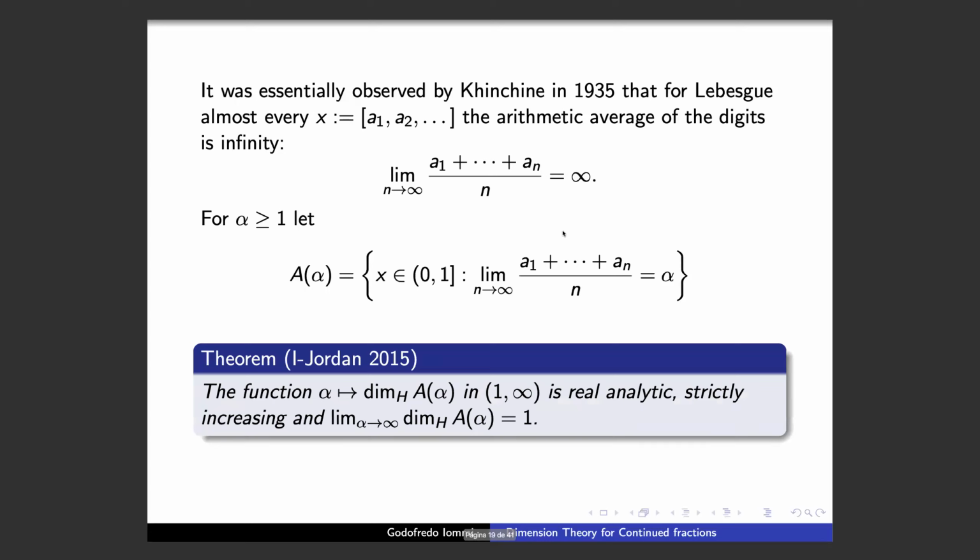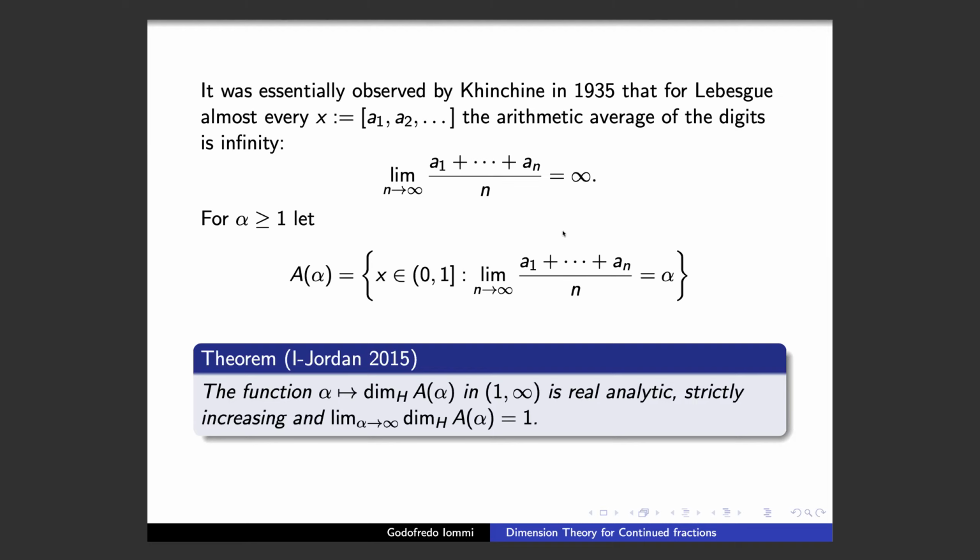So together with Thomas Jordan a few years ago, we proved that the Hausdorff dimension function associated to this set, that is, the function that to each alpha gives you the Hausdorff dimension of the set A alpha of points whose arithmetic average is equal to alpha, is a very well-behaved function. It's a real analytic function. It's strictly increasing, and the limit when alpha goes to infinity is equal to 1. So it's a function that increases smoothly towards 1.